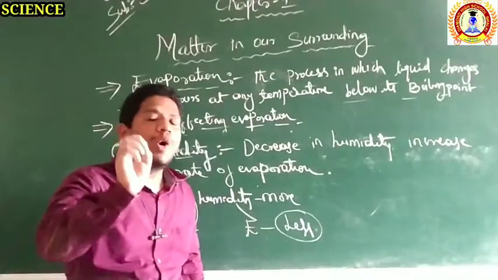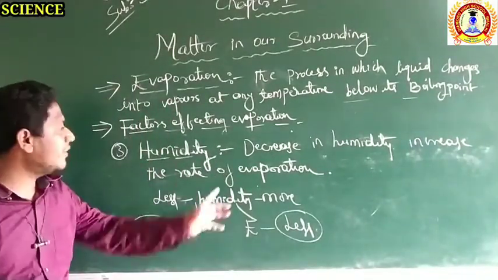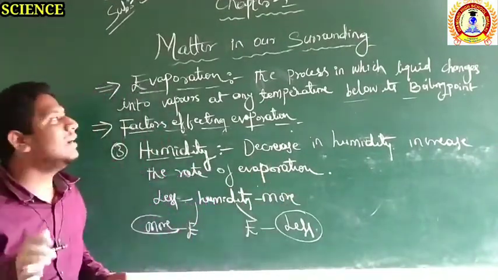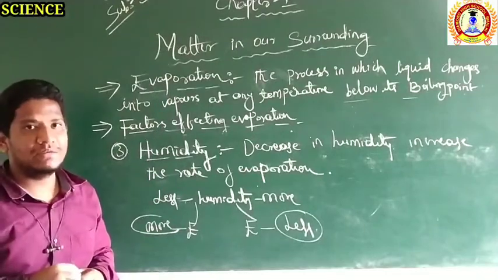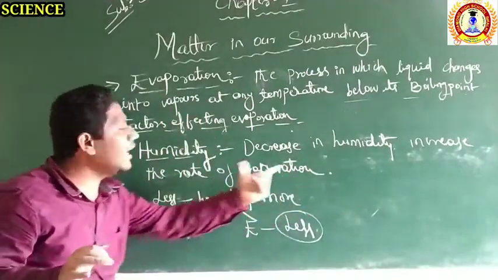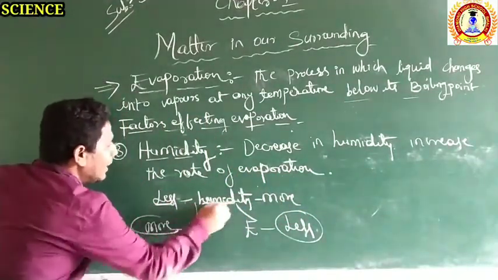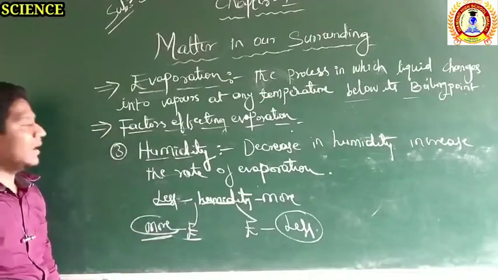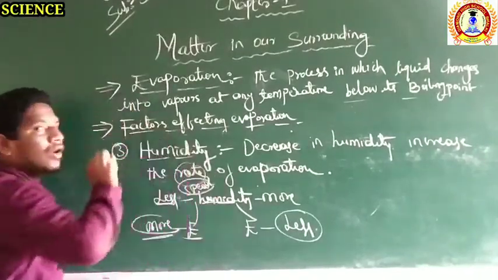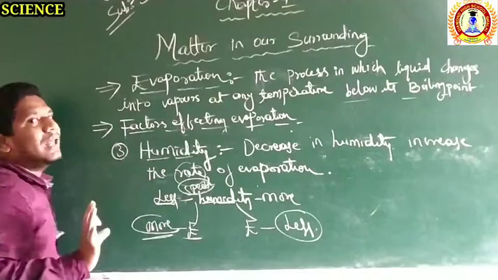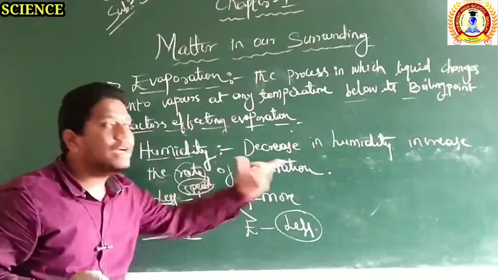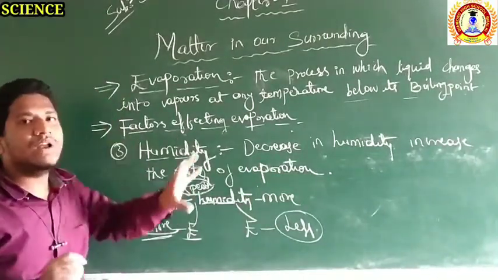Simple. If the water droplets are already present in the atmosphere, that is the humidity. If the humidity is more, means the water droplet percentage is more in the atmosphere. So as a result, the process of evaporation will be less. So that's the reason we are saying a decrease in humidity will increase the rate of evaporation. The rate is nothing but the speed of evaporation. The speed of evaporation will be more when the humidity is less. So that's the third factor we are discussing about evaporation.